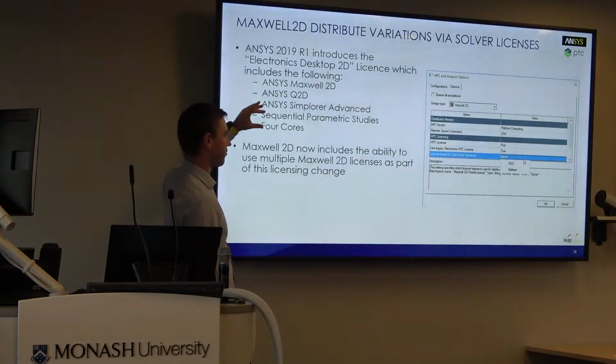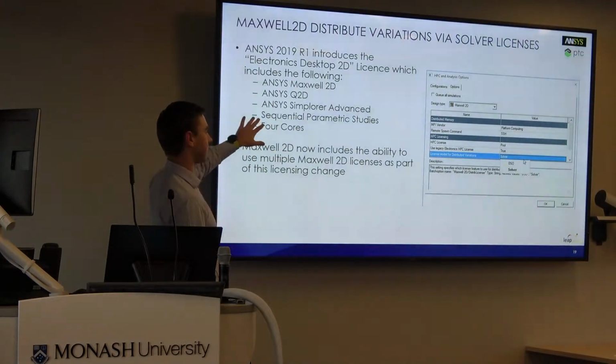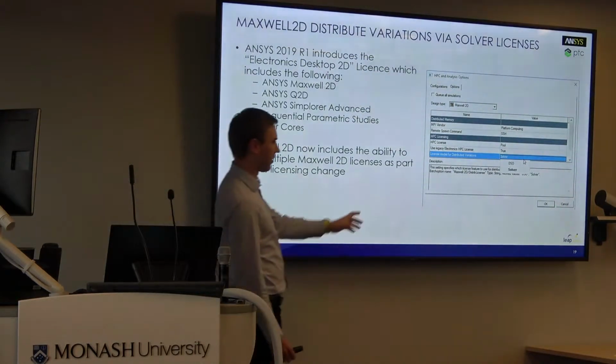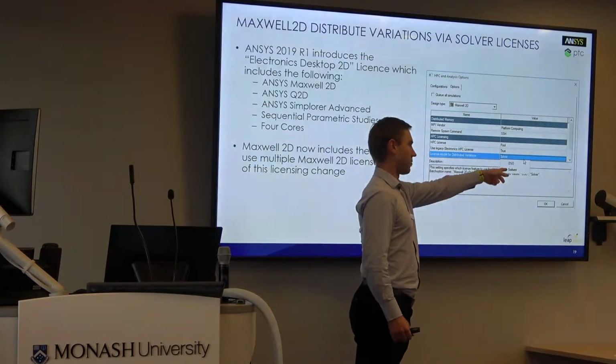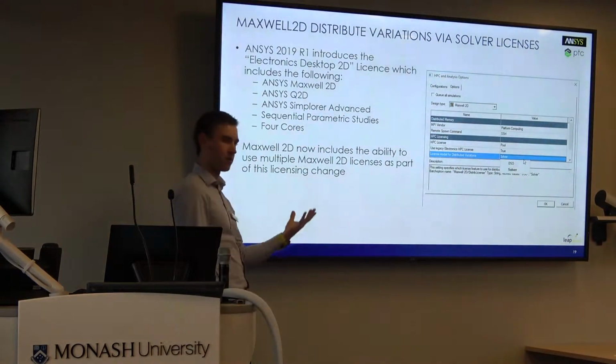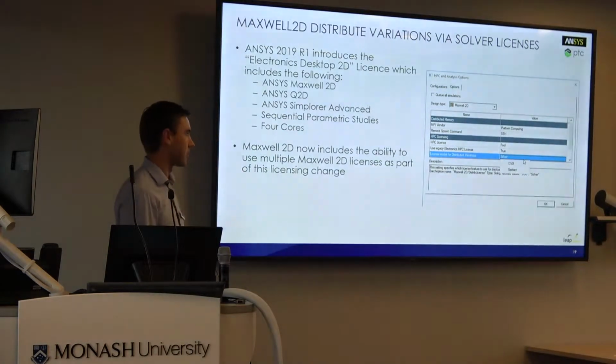You can use parametric studies without an Optimetrics license. That's not a big deal. But if you have multiple 2D licenses, you can toggle it into solver mode rather than DSO mode. And that means you can run parallel studies without having to buy the Optimetrics license. So that's quite a handy feature.